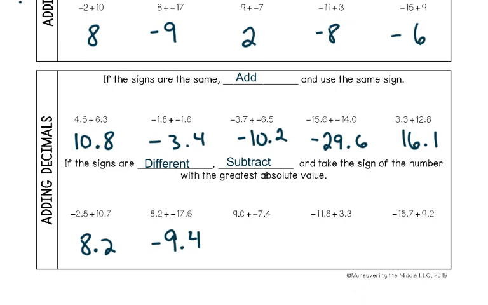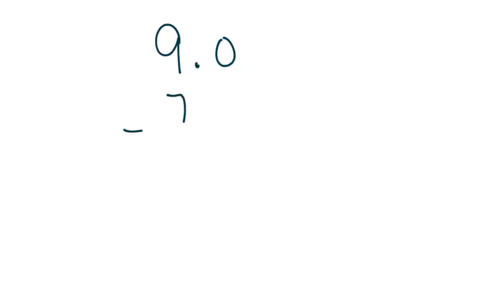Let's look at the next one, 9.0 plus negative 7.4. The signs are different, so I'm going to subtract. And since the 9.0 is bigger than the 7.4, I'm going to take the 7.4 away from 9, and I'm going to ignore the signs for now.